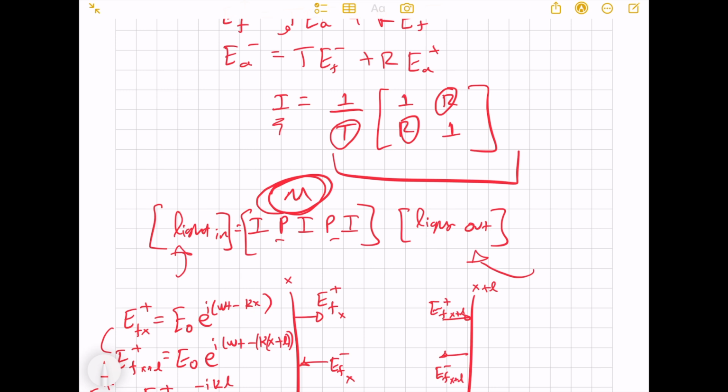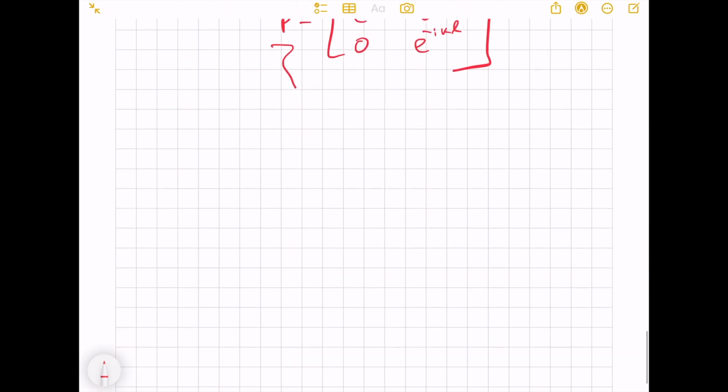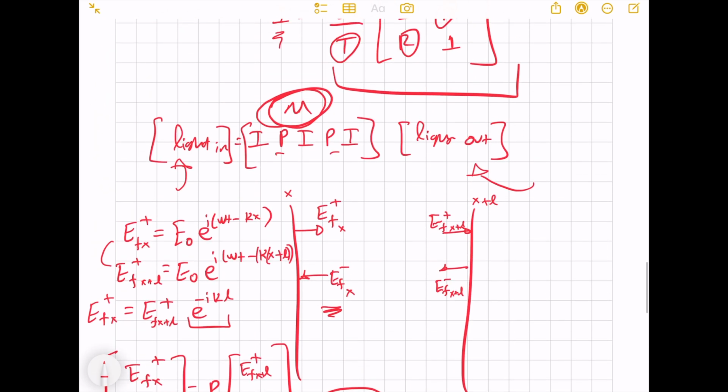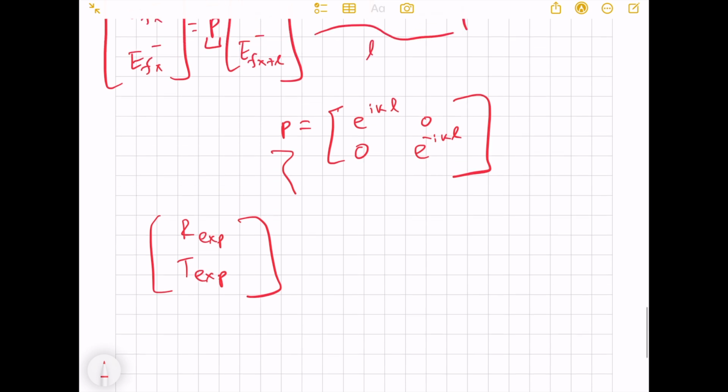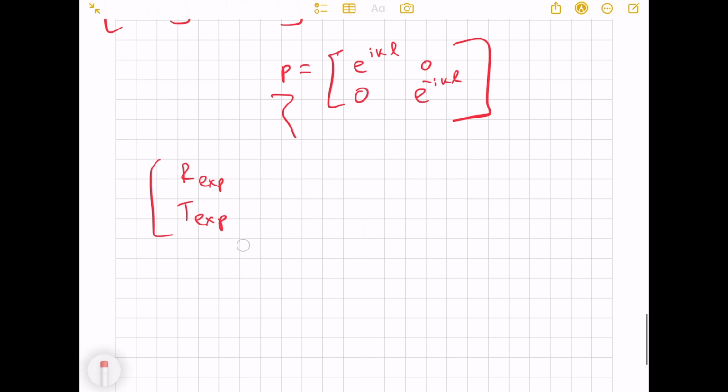Essentially once you have M, you already know the reflection from experiment, and you know the transmission from experiment, right? So what we're going to do is a numerical solution for this, and we're going to try to find the values of n and k that essentially give us the experimental R and T. This is not a matrix, by the way, sorry, it's confusing.